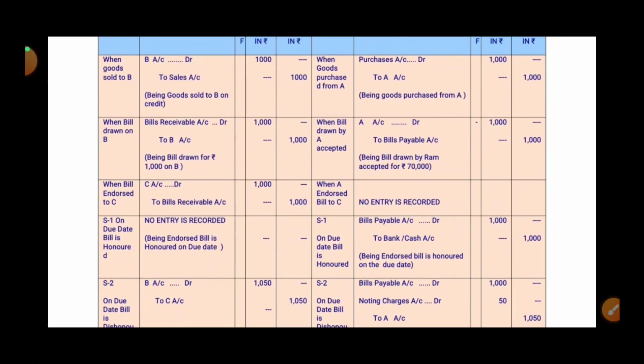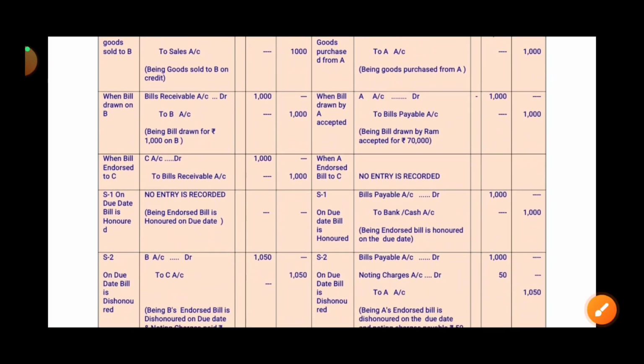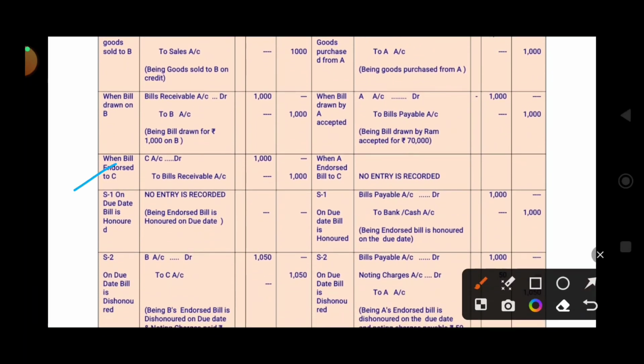These are the various situations till the due date. There will not be any problem. On due date various situations will come.